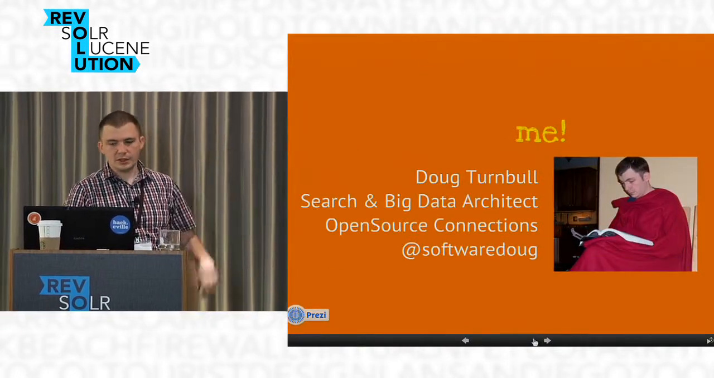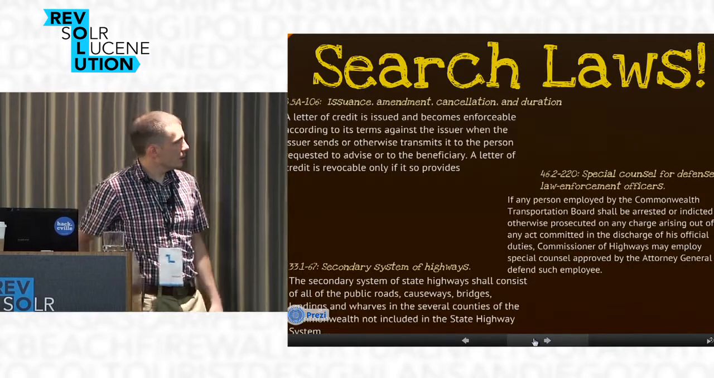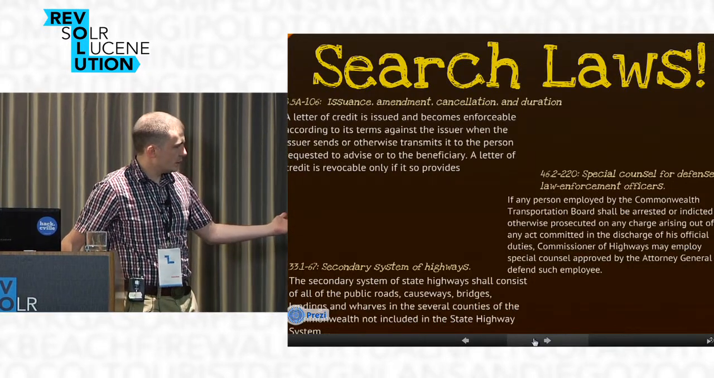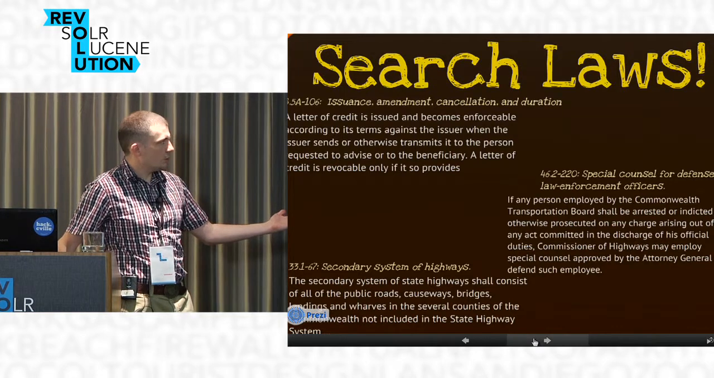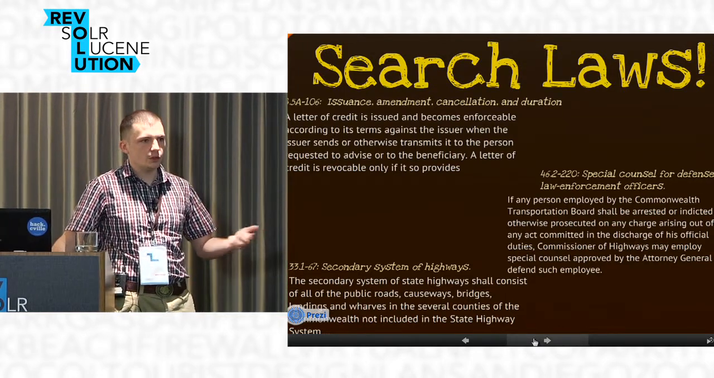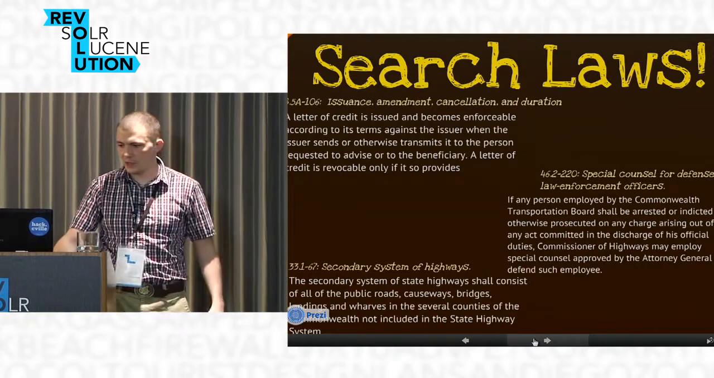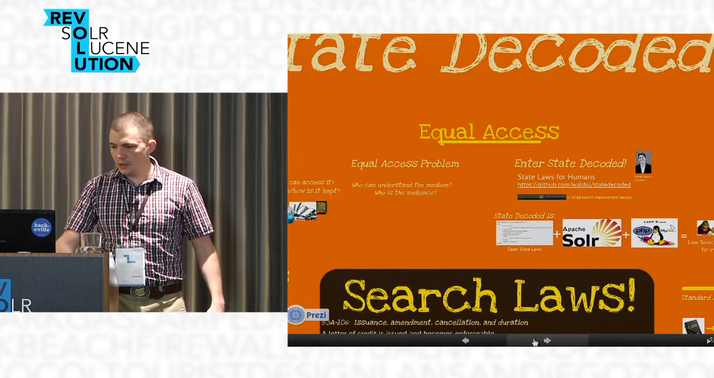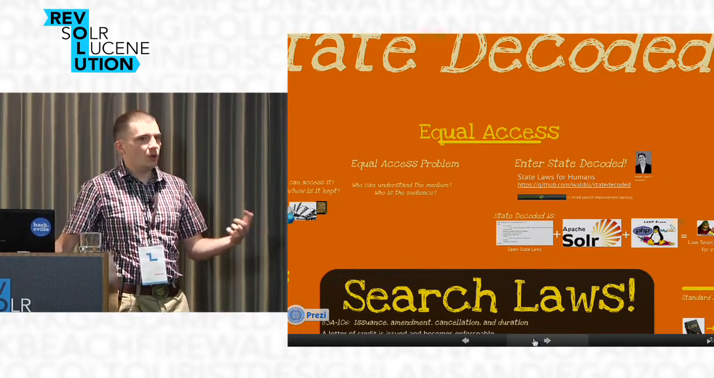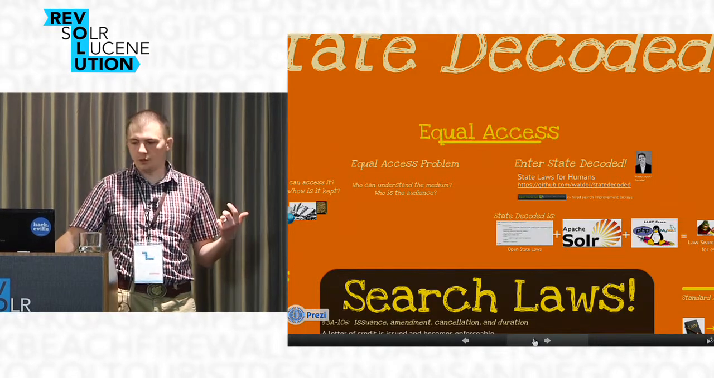So yeah, these are a sample of Virginia's laws. We're going to refer back to this from time to time to get an idea of the search problems that occur in this corpus of text. Now, the real root of why this is important gets back to equal access to laws.